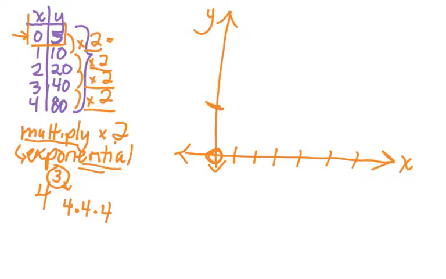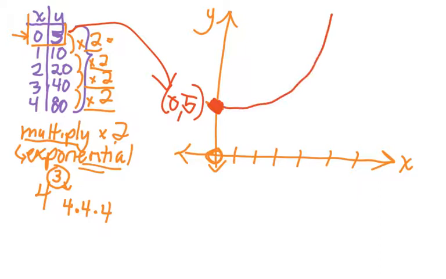Let's just say this is 0, 5. Right here, this is 0, 5. Then that's where my graph starts, right here. This is where it starts. So I know it's doubling. I know it's exponential, which means it's going to be curved. This is an exponential graph.